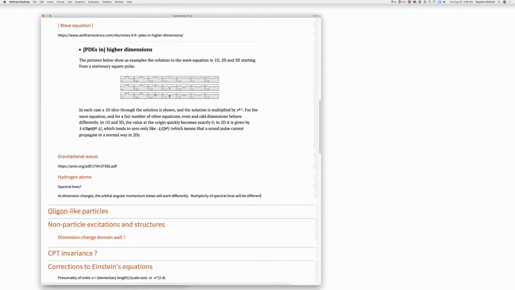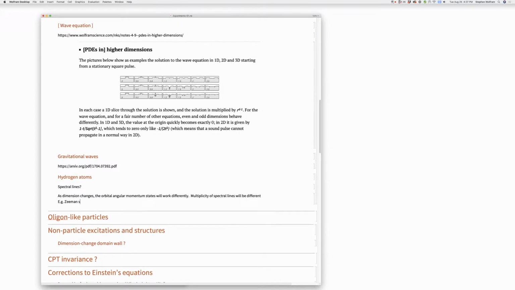Actually, it's very weird, right? Because as you change the dimension, you will see different splitting. So in other words, if I'm not mistaken, in SOD rather than SO3, if you have a magnetic field, for example, you will see a splitting into a different number of states. E.g., Zeeman splitting will split into different numbers of states, if I'm not mistaken.